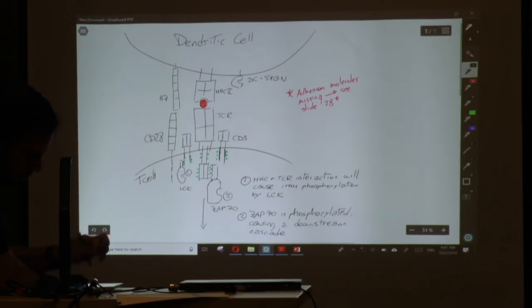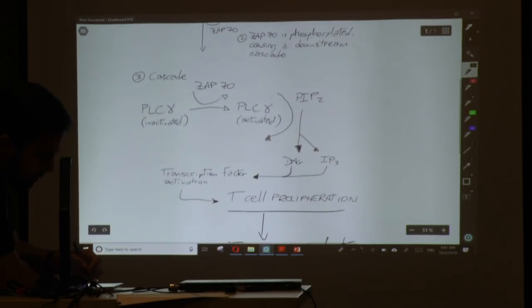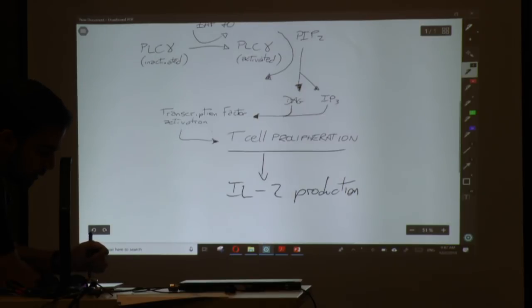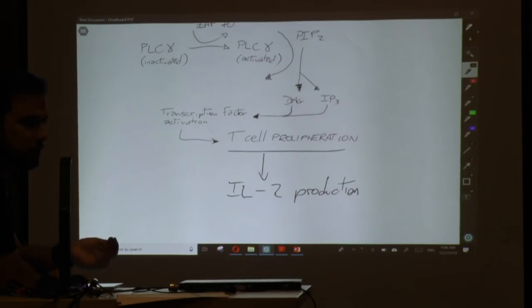And then you have LCK, ZAP70, and then PLC gamma is activated by ZAP70, and then PLC gamma breaks up PIP2 into DAG and IP3, and then DAG and IP3 will activate transcription factors, and then you have T cell proliferation, IL-2 secretion, and so on. So that's like half of chapter 7, I think.